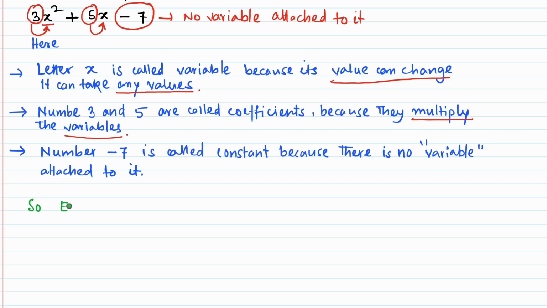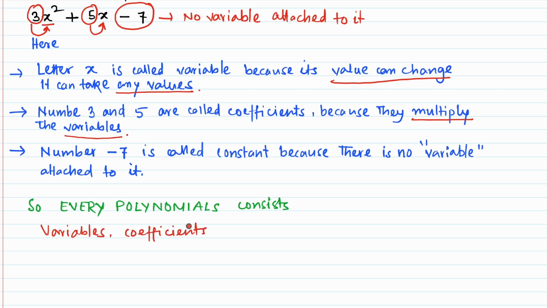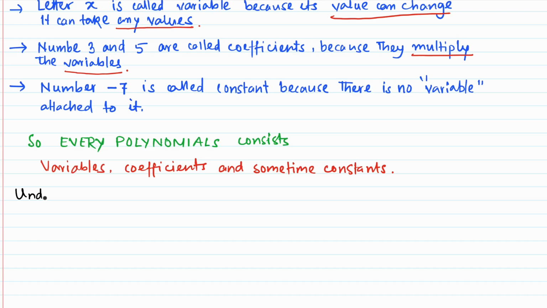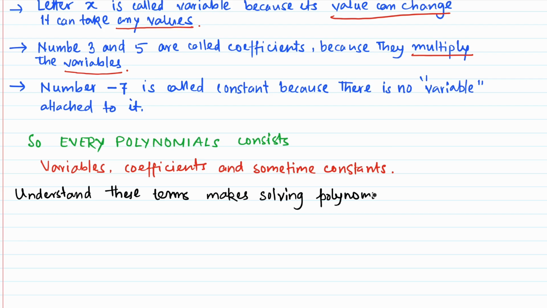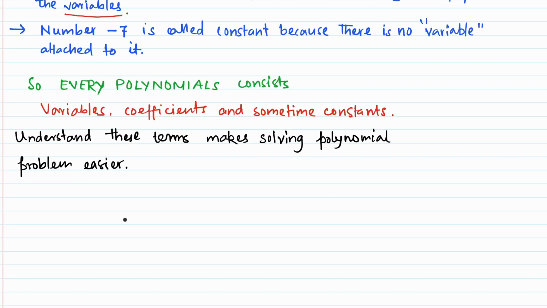So every polynomial consists of variables, coefficients, and some constants. A combination of these with addition or subtraction gives you the expression which is called a polynomial. Let's understand these terms, which makes it easy for you to solve the polynomial.